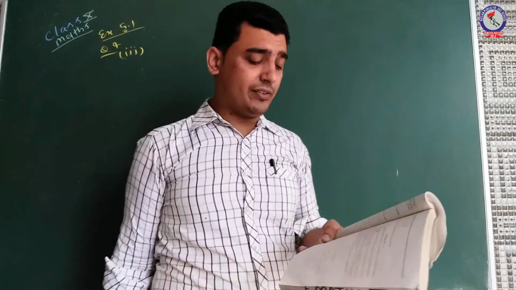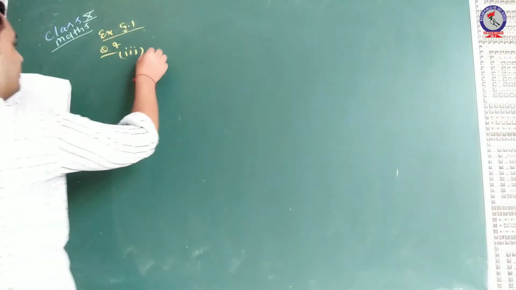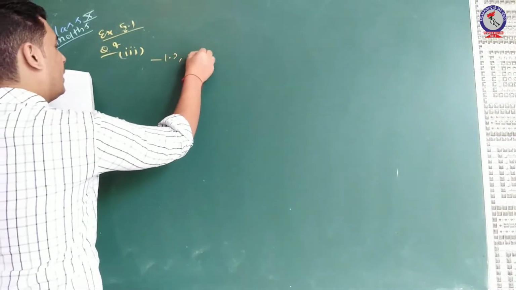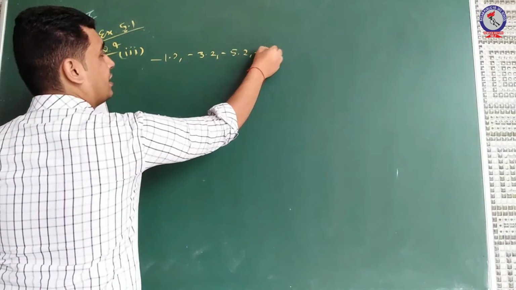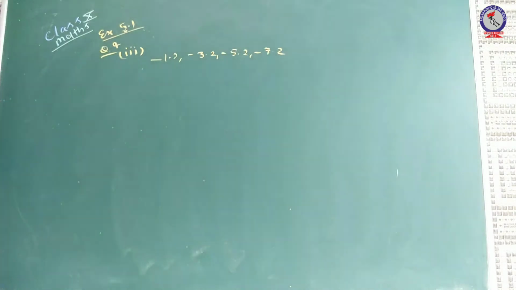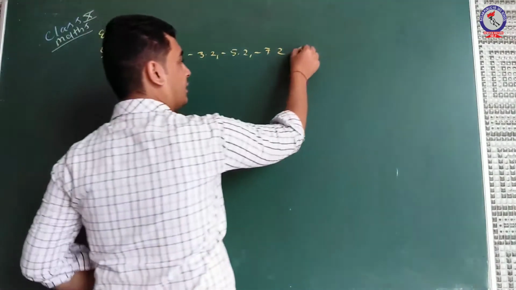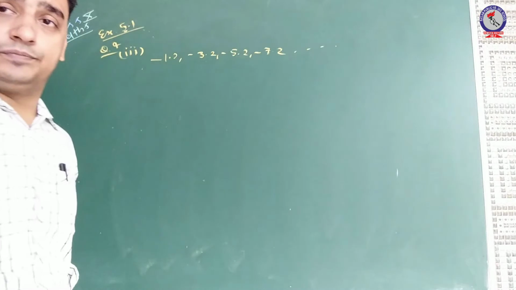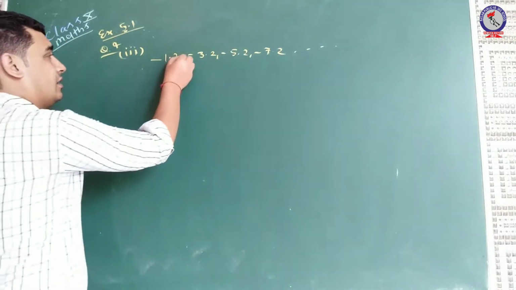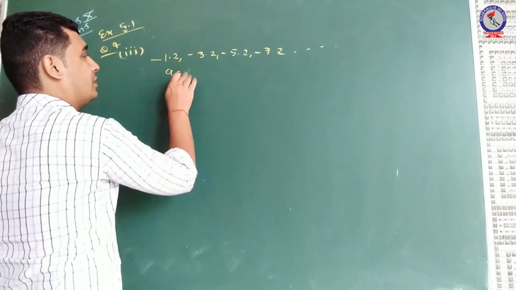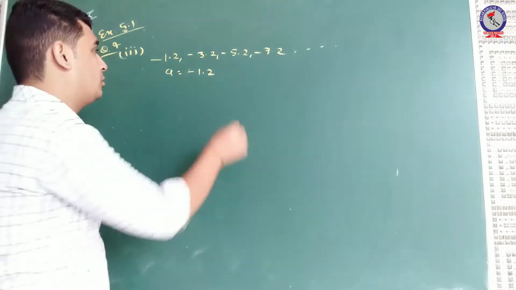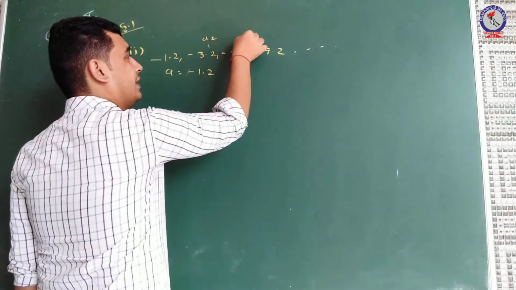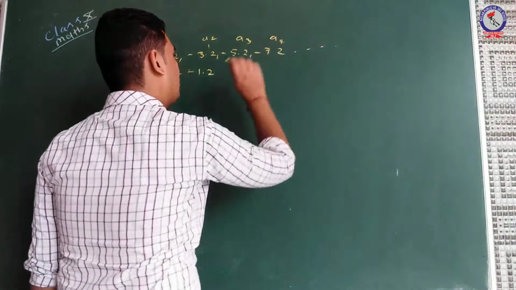Third is minus 1/2, minus 3/2, minus 5/2, minus 7/2, dot dot. So what is A? A is minus 1 upon 2. Okay, what is A2? This is A2, A3, A4 and so on.